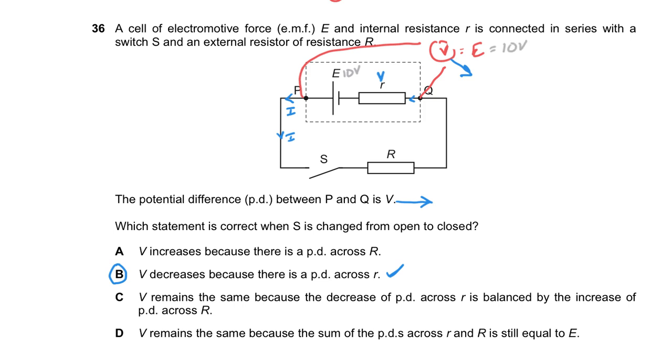Now with the circuit closed, with the switch closed, circuit completed, what would happen is there'll be a potential drop across the internal resistance. Let's assume this value is 2 volts. And what that does is, this time around, after the switch is closed, the voltmeter, the potential difference across P and Q, would show you a value of 8 volts due to this loss here of 2 volts.